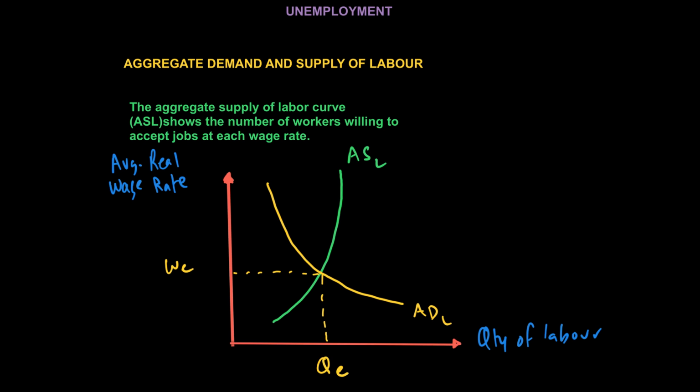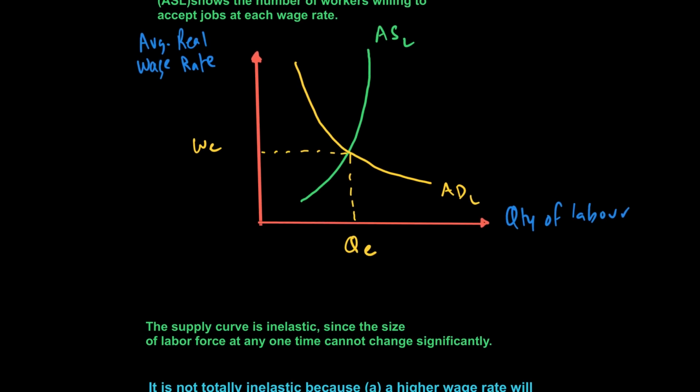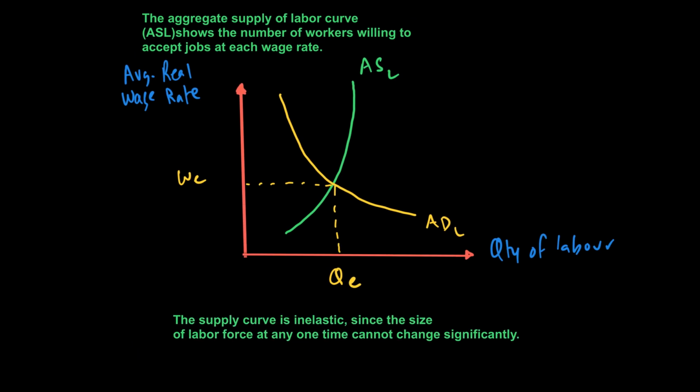So the aggregate demand curve is downward sloping and the aggregate supply curve is upward sloping. But while the aggregate supply curve is upward sloping, it is inelastic, though not perfectly inelastic. The reason why it's not perfectly inelastic, I'm going to talk about in a minute. But the fact that it's inelastic is simply because the size of the labor force does not change that much or significantly due to a change in wage rate.